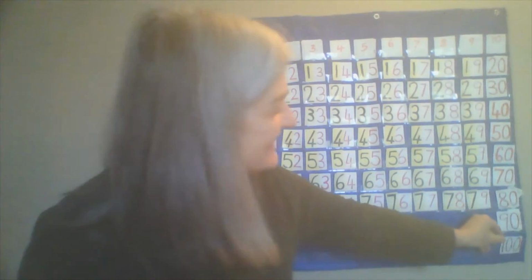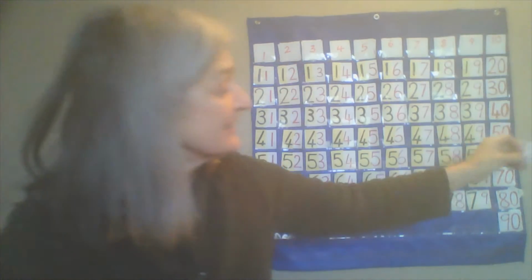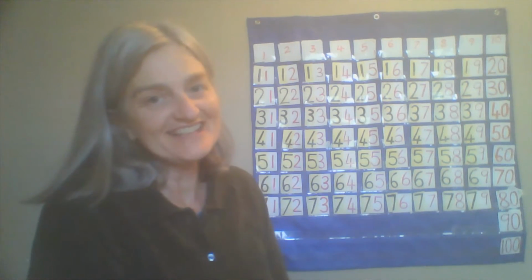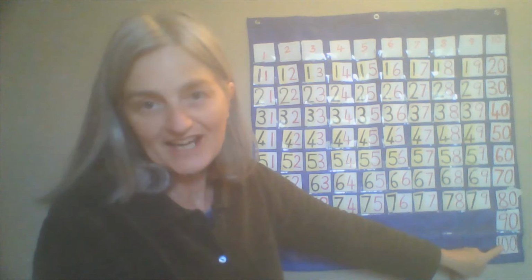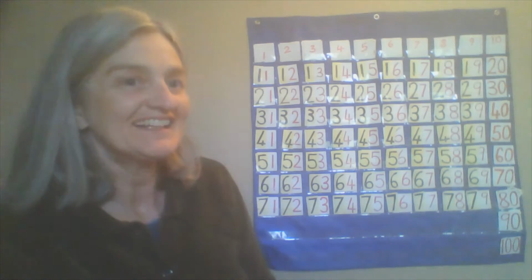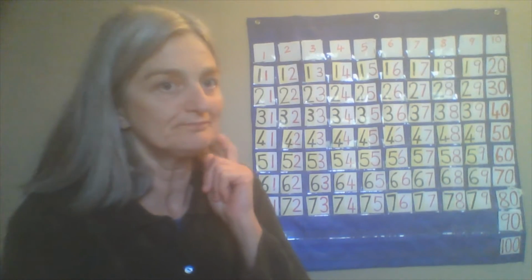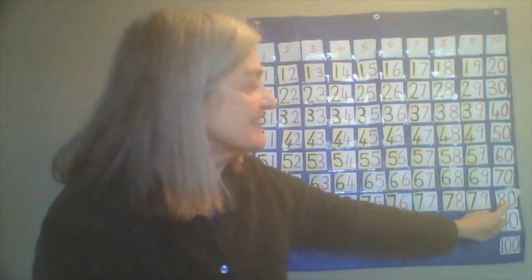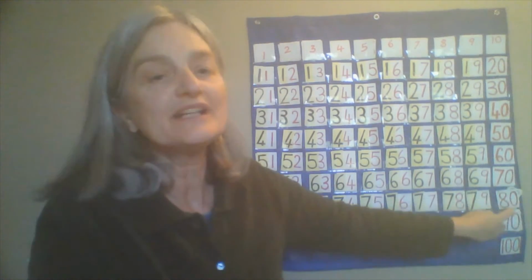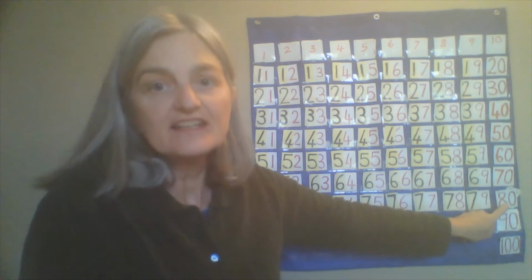Ta-da! Want to see that? A 10 and a 0. What do we call that? 99, 100. It's 100. Should we count in tens again? 10, 20, 30, 40, 50, 60, 70, 80, 90, 100. Yeah.